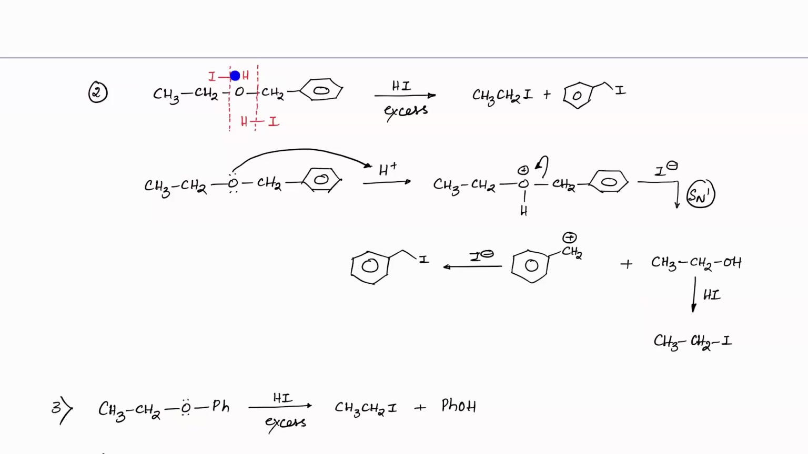See here, same thing. You break down here, break down here. So ethyl iodide, benzyl iodide. Mechanism wise, obviously it will follow SN1 this time because you have a stable carbocation here. Benzyl carbocation is a stable carbocation. So I'll report this one and this one as a product.